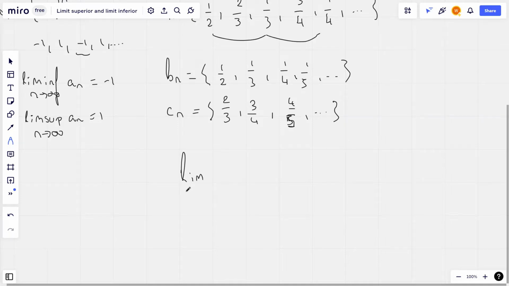Okay, so if we find the limit as n goes to infinity of Bn, this is the same as finding the limit as n goes to infinity of 1 over n. Right, so this is just equal to 0. And so we may conclude that the limit inferior of our original sequence is just 0.